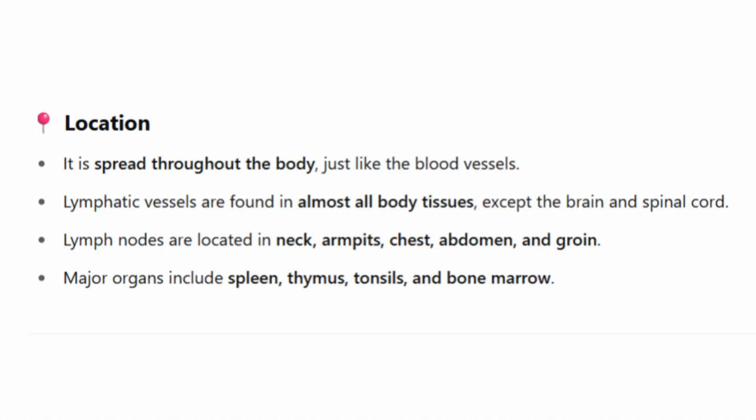Location. It is spread throughout the body just like the blood vessels. Lymphatic vessels are found in almost all body tissues, except the brain and spinal cord. Lymph nodes are located in neck, armpits, chest, abdomen, and groin. Major organs include spleen, thymus, tonsils, and bone marrow.